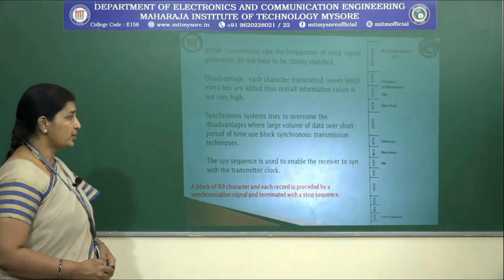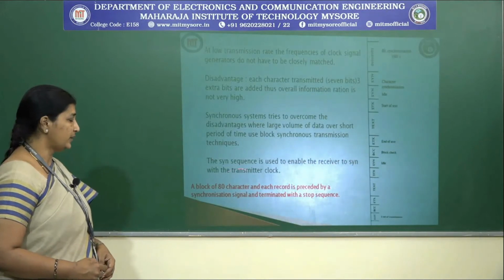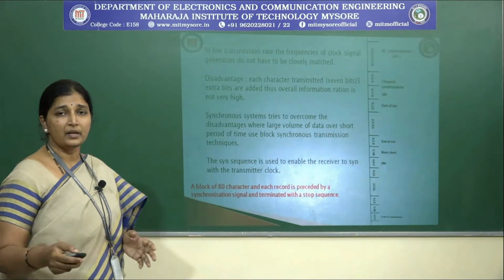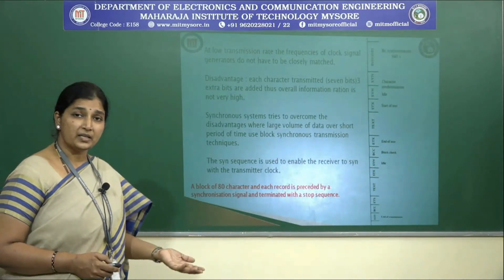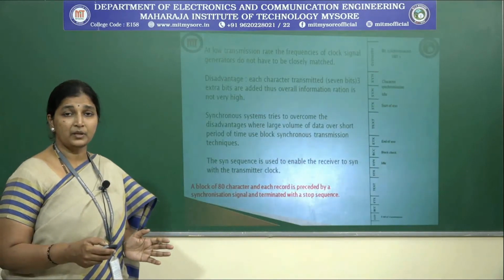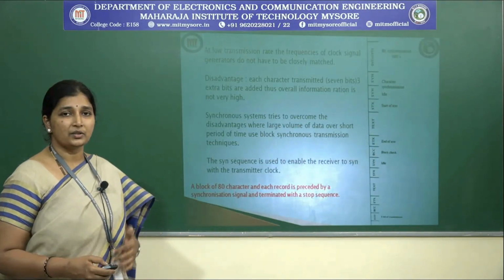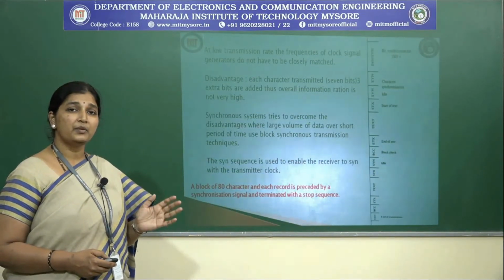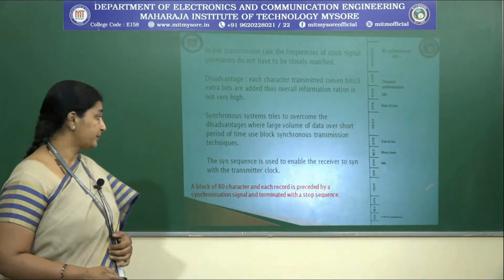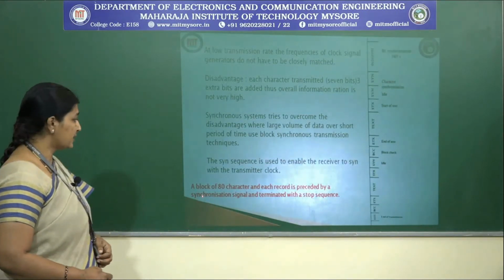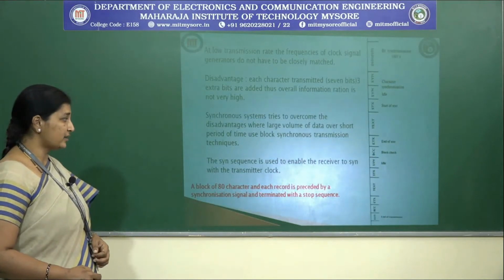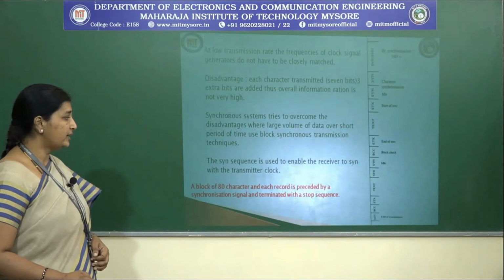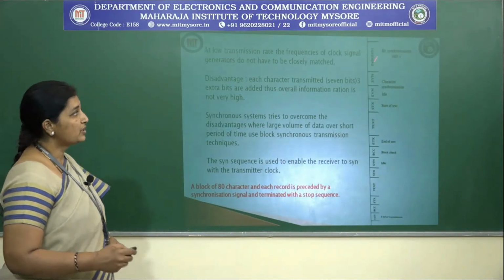A synchronization sequence is used to enable the receiver to sync with the transmitter clock. So if the synchronization sequence is 0 to 7, it will sync with that of the reception. Whatever is sent from a source has to reach the destination. That is the major intention. So there has to be a sync pulse added to sync between the sent and the received data. For example, a block of 80 characters where each record is preceded by a synchronization signal and terminated with a stop sequence. So this is the best example.